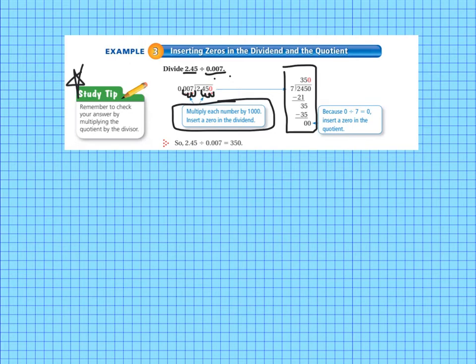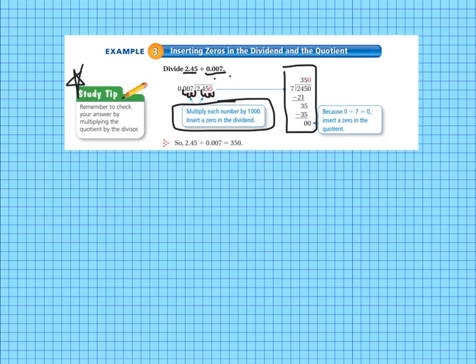And when we do that, we have 7 going into 24 3 times. So be sure 3 ends up above the 4. 7 times 3 is 21. That gives us a remainder of 3. We bring down the 5. 7 goes into 35 5 times. 7 times 5 is 35. That gives us a remainder of 0.